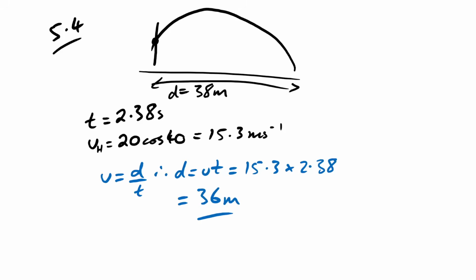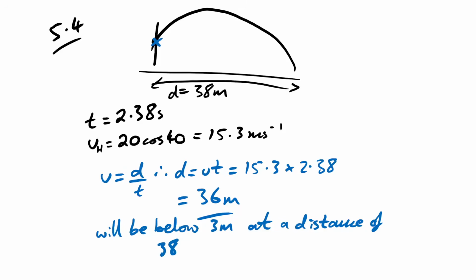So therefore, what have you just found out? It's going to reach that point there at 36 meters. So therefore, we can say it will be below 3 meters at a distance of 38 meters, therefore not possible. Like I said, you could also compare the times instead, or you could compare the speed needed compared to the speed that we have.